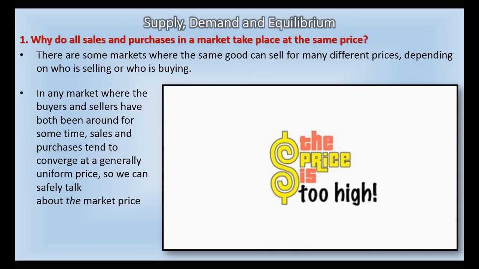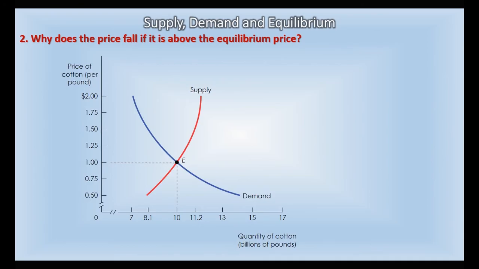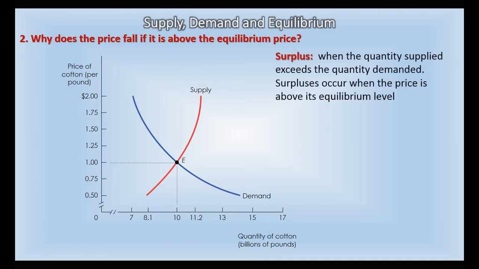So we can be sure the market will arrive at the equilibrium price by answering the following three simple questions. Why do all sales and purchases in a market take place at the same price? Well, there are some markets where the same good can sell for many different prices depending on who is selling and who is buying. In any market where the buyers and sellers have been around for some time, sales and purchases tend to converge at a generally uniform price, so we can safely talk about the market price.